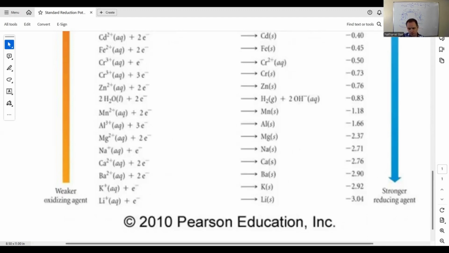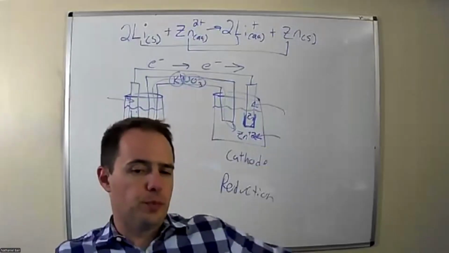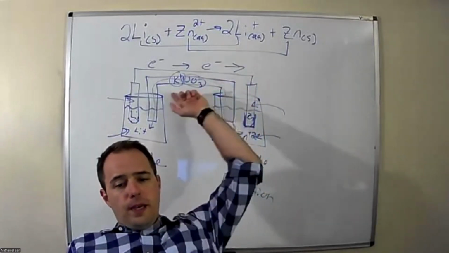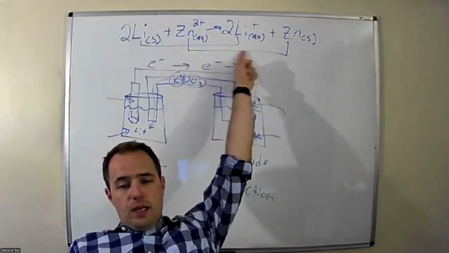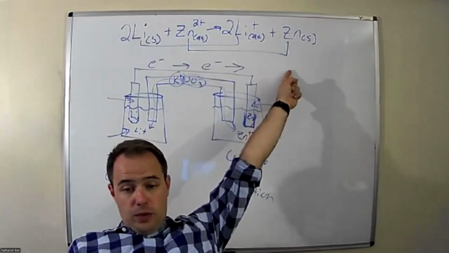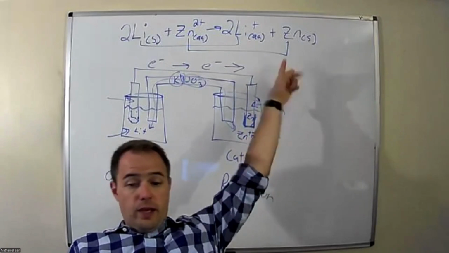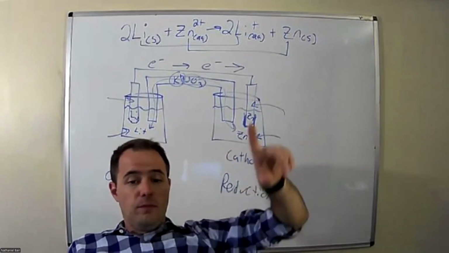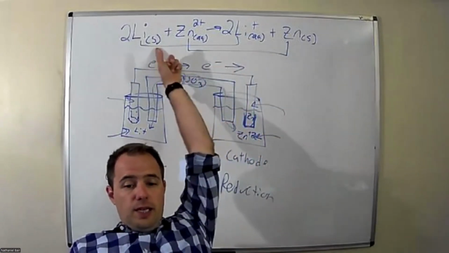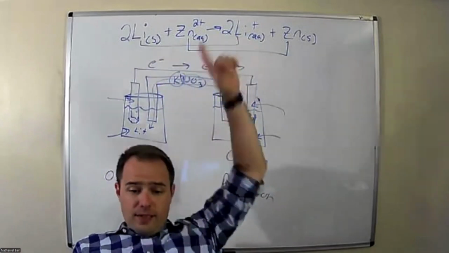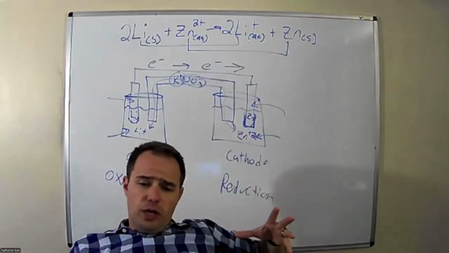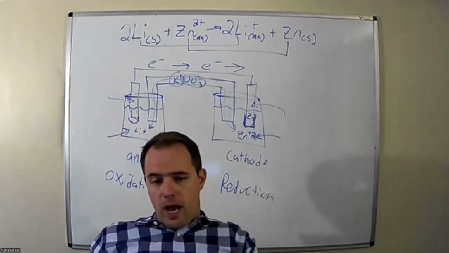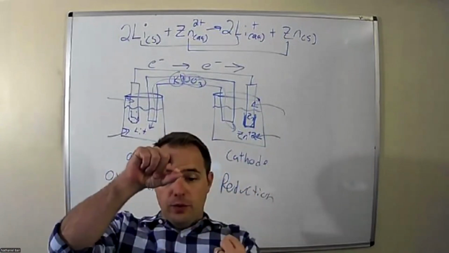Now, here's the problem. If I want to use that chart to predict the voltage of, say, this battery, we have an issue. One thing is indeed being reduced. Zinc is being reduced. Zinc 2 plus gains 2 electrons to go to zinc. That is a reduction. We can find that in the chart as is. But we got a problem. The other part of the reaction, lithium going to lithium plus 1, that's an oxidation. And that chart is only reduction values. So what do we do? Here's what you do. Your oxidation half reaction, you just flip the sign of the voltage.